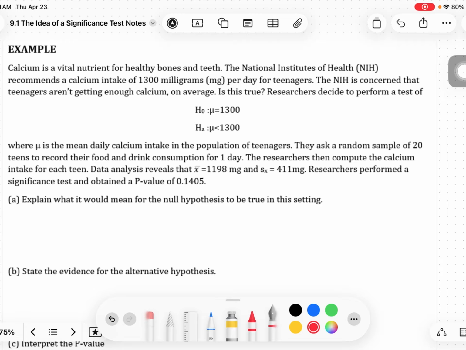So take a pause, read through this, and then we'll talk about the elements here. So we're talking about the daily calcium intake for teenagers. We have the hypotheses here. It's a one-sided less than alternative.